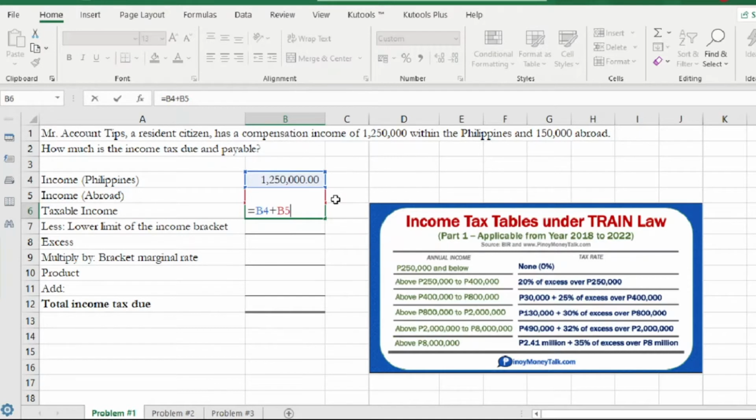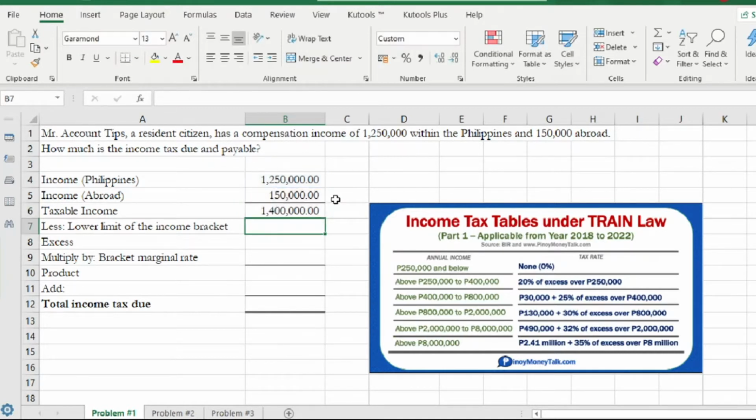So this will result to 1,400,000, and this amount is the taxable income. Since we now have the taxable income, we can now compute for the income tax due. Using the income tax table, we first have to find which bracket the taxable income belongs to. Since it amounts to 1,400,000, then it belongs to the above 800,000 to 2 million pesos bracket.